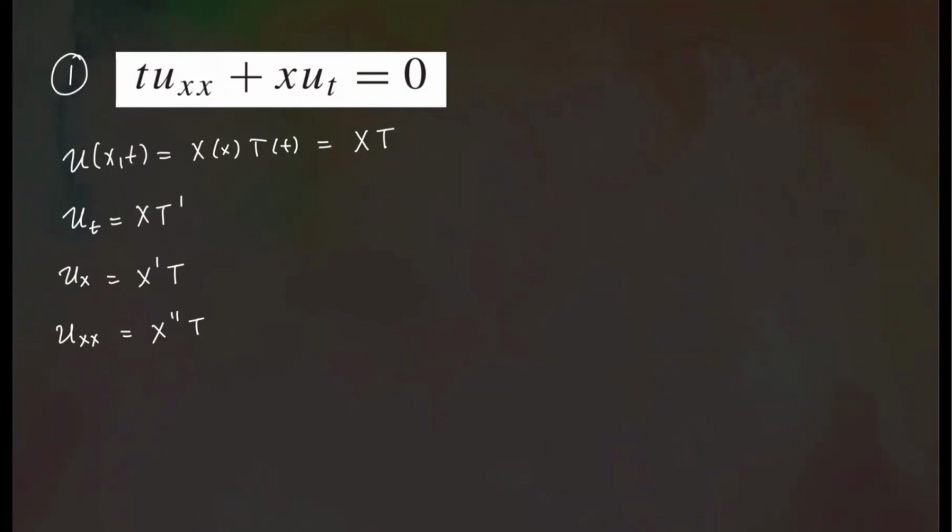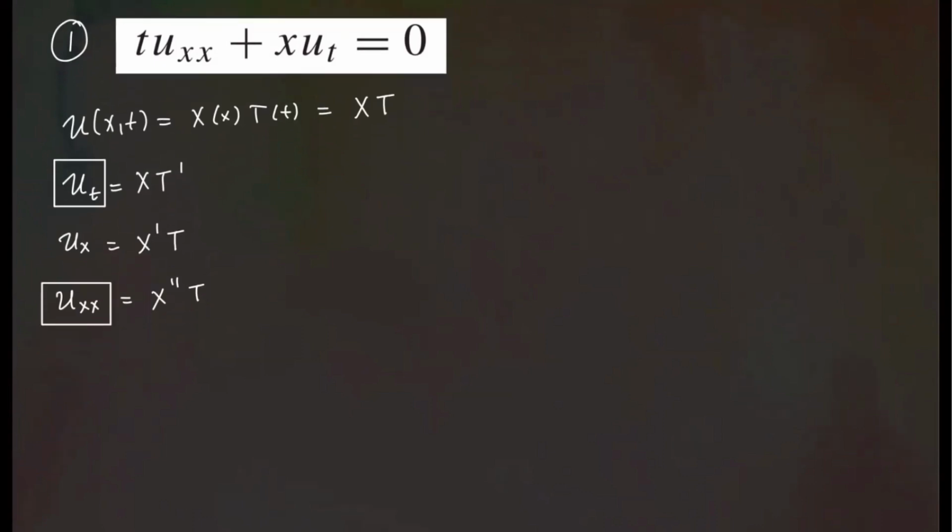All right, now we're going to take these pieces and substitute. So we'll take this and substitute into the given equation. So it's this one. All right, so here's what we're going to have. So we're going to get little t times u sub xx, that's going to be X double prime T, plus little x times u sub t, that will be big X times T prime, equals 0.